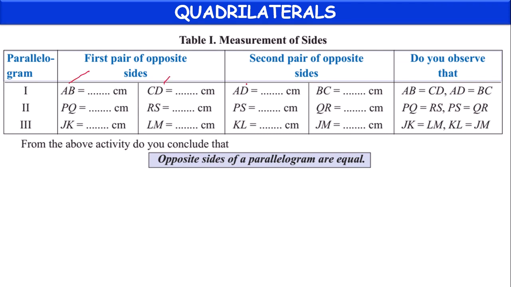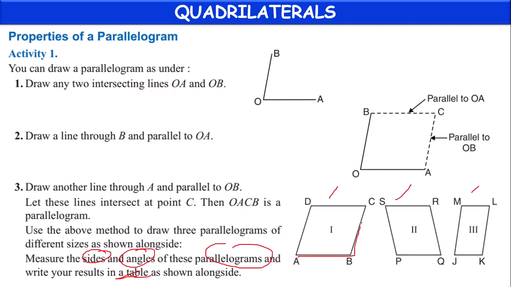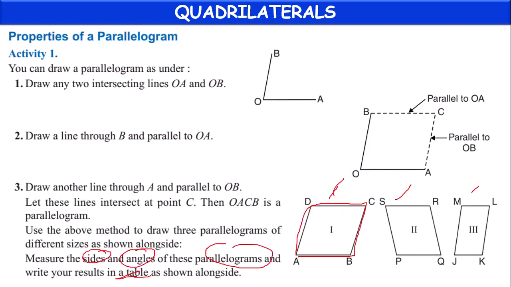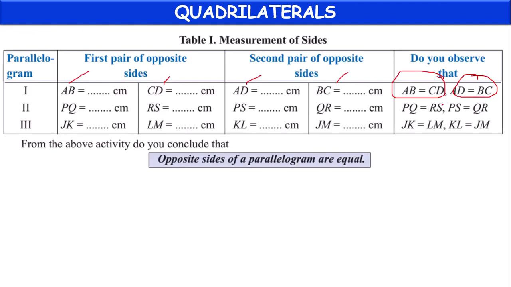If you record all the AB, BC, CD, AD values, what will you observe? You will observe that AB equals CD and AD equals BC in the case of the first parallelogram. Not only the first one, in the second case also you will observe PQ equals RS and QR equals PS. In the third one also you will observe JK equals LM and KL equals JM. These are the observations you will notice.